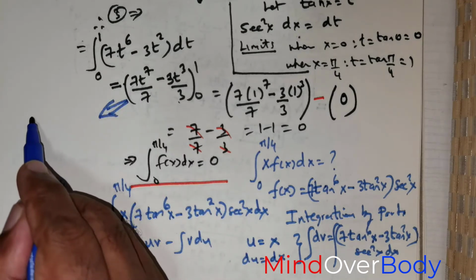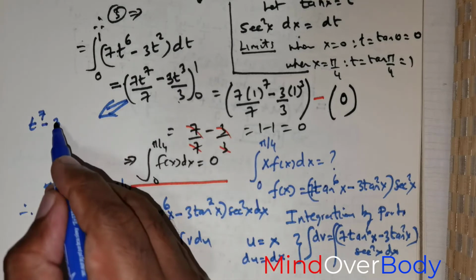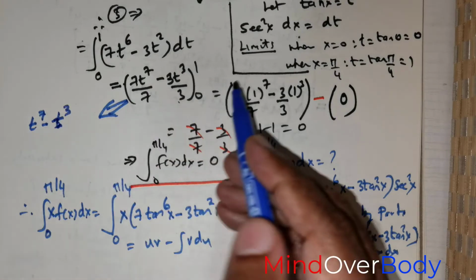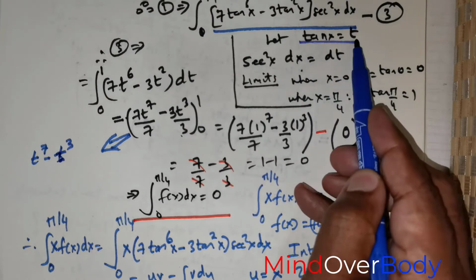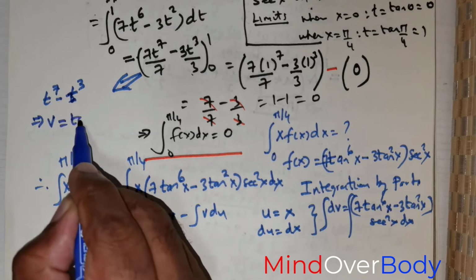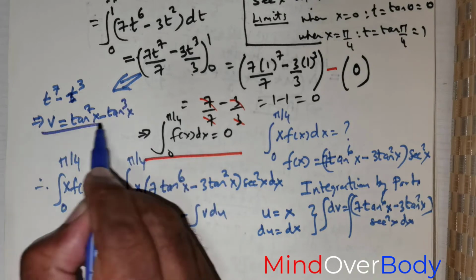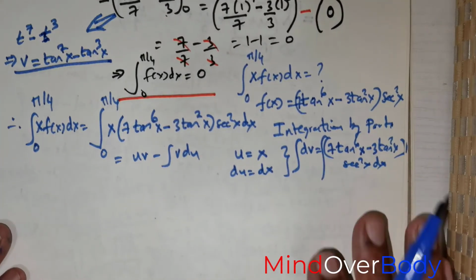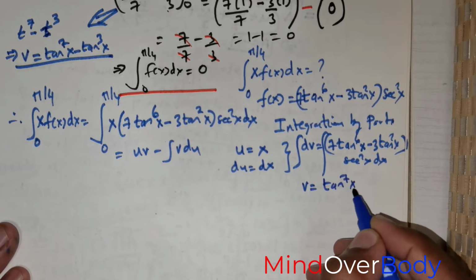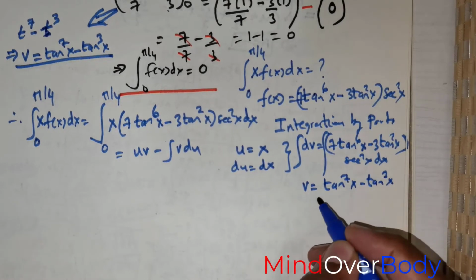So if I were to rewrite this, this is going to be t raised to the power of 7 minus, in fact 3 gets cancelled, so this is going to be t raised to the power of 3. But my t is tan x, so therefore my v is going to be tan raised to the power of 7x minus tan raised to the power of 3x. So this is what I would be having here. So let me write that down. So v is equal to tan raised to the power of 7x minus tan raised to the power of 3x. I've already shown you how to integrate this. I'm just using the result from the previous question.